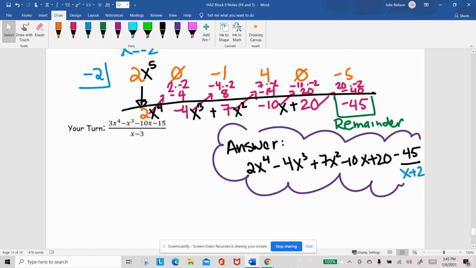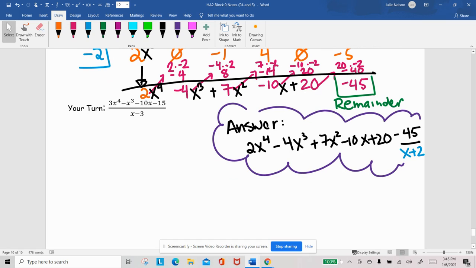So let's take a look at this last one. I want you to try setting this up. So I want you to think first, what's our divisor? And what number is going to go in the box? Well, we are dividing by x plus 3. So when I set it equal to 0, I get x equals -3. That is the number that goes in the box.